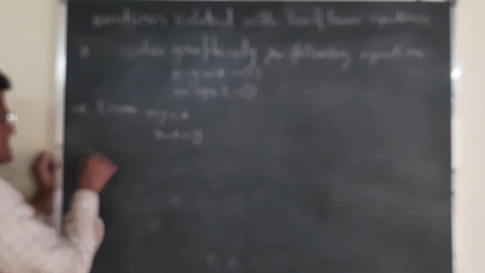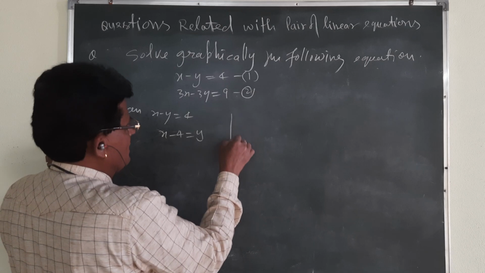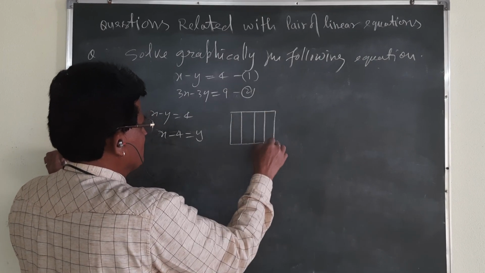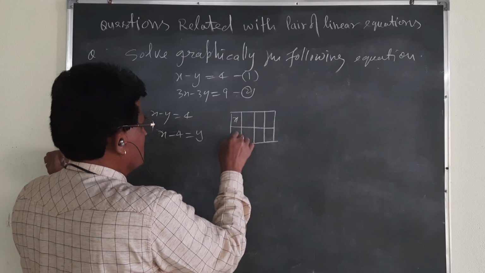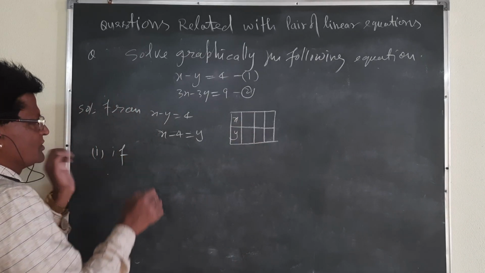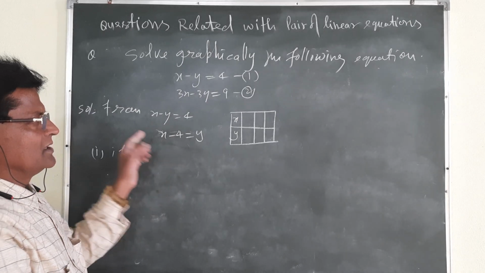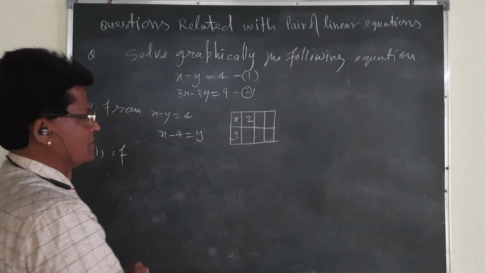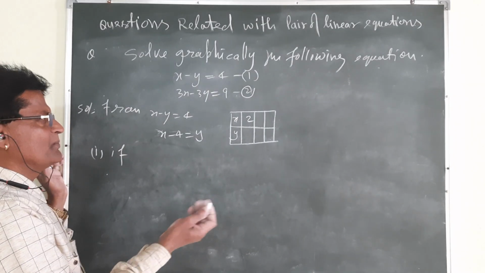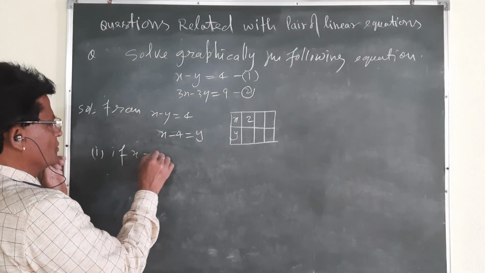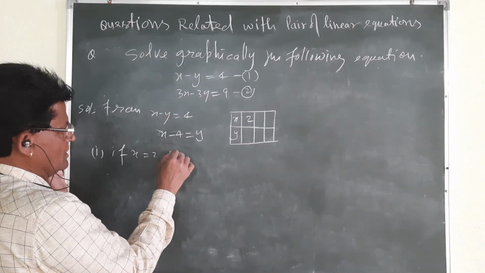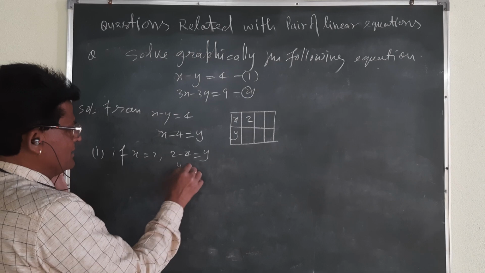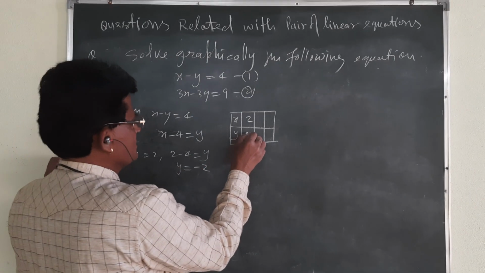You must draw the table. A small table I am going to draw, and we will find different pairs of coordinates. Any number you can assume in place of x, so that you will get the value. Suppose I am going to take 2. You can take 1 also, that depends upon you. If x is equal to 2, then y will be equal to 2 minus 4, and y will be minus 2.